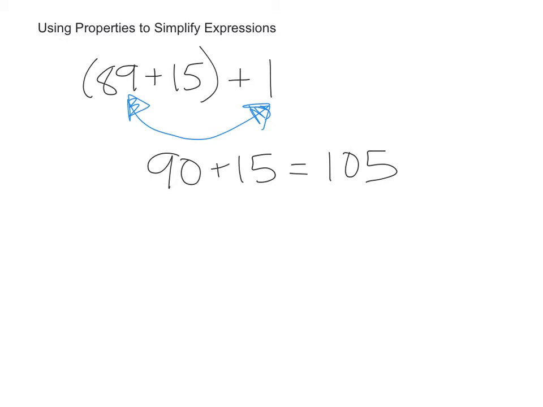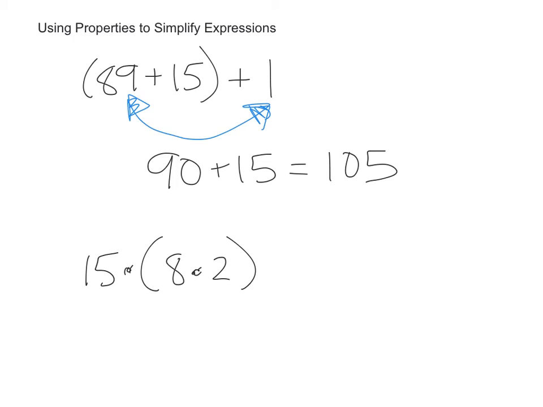Okay, let's see if we can find another problem that is just like this. Let's say you're given the problem 15 times 8 times 2. And you're being asked to solve that problem mentally. Again, I don't know about you, but I think I would have a problem figuring that out in my head. I'm not entirely sure what 15 times 16 is. But thanks to the associative property, I can regroup these numbers.